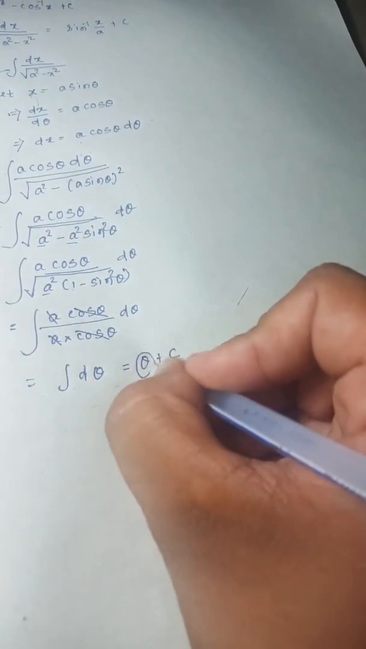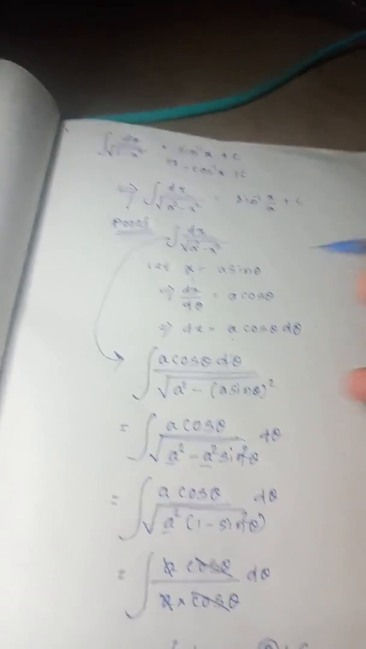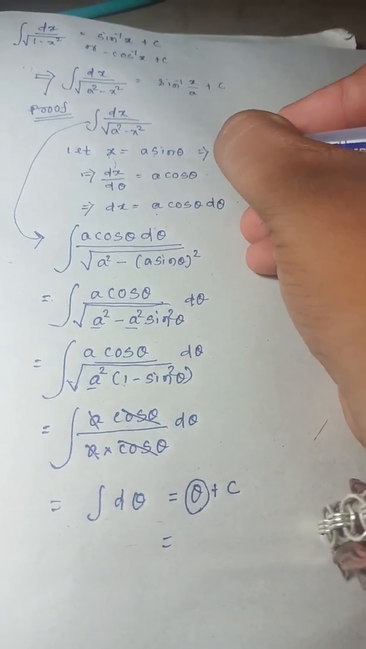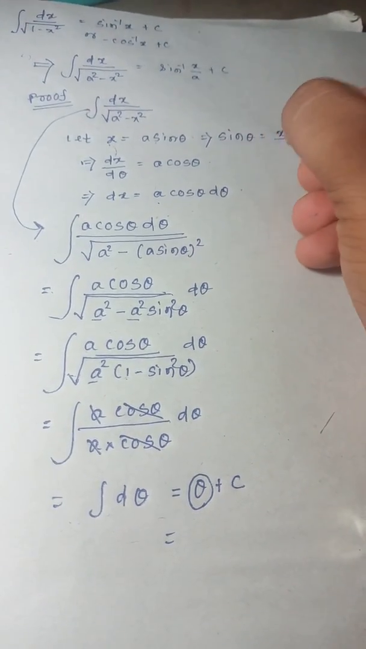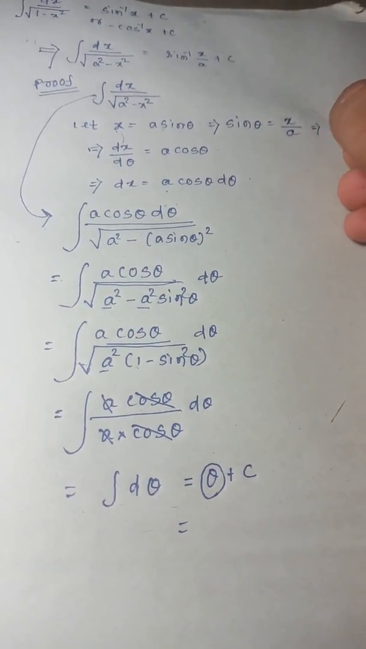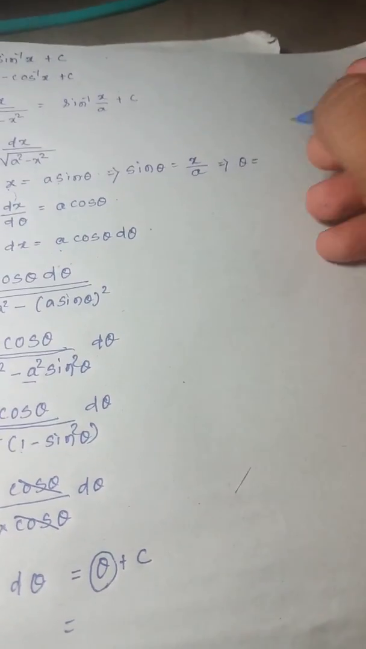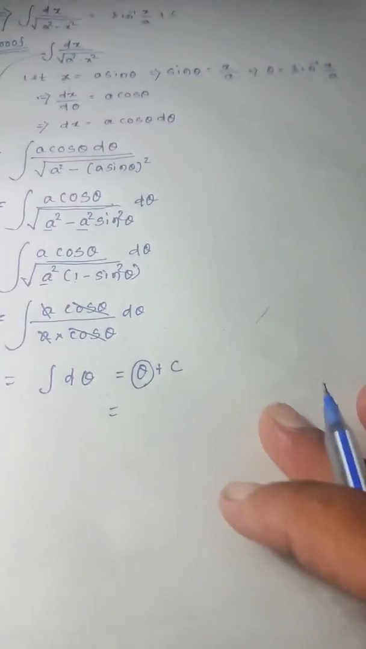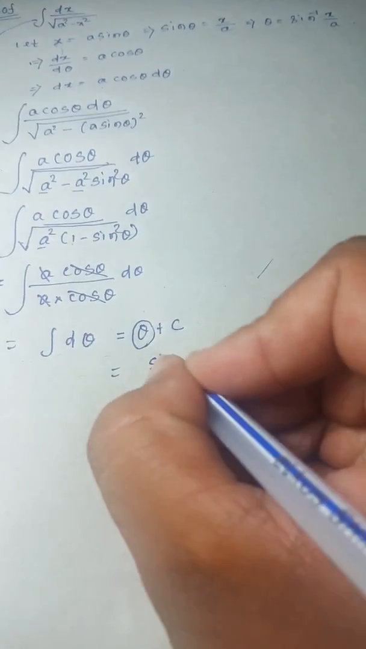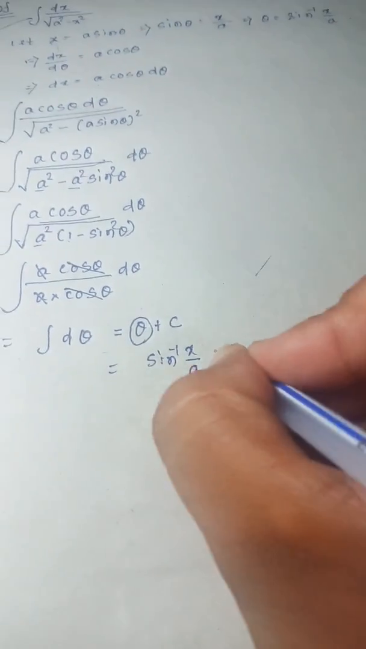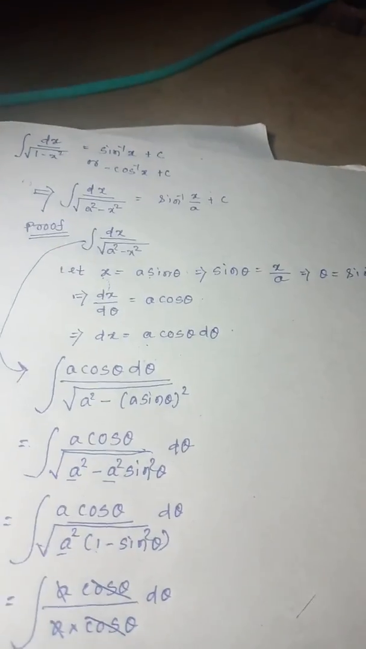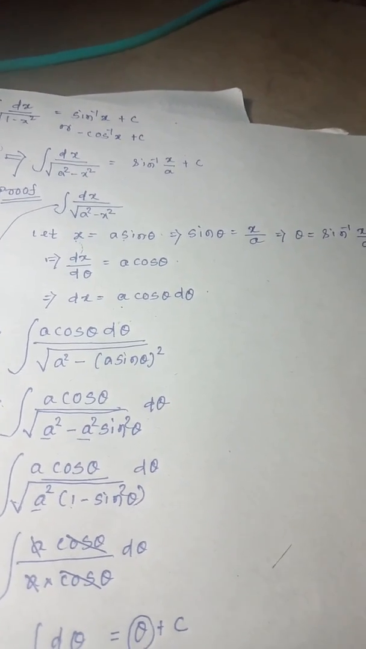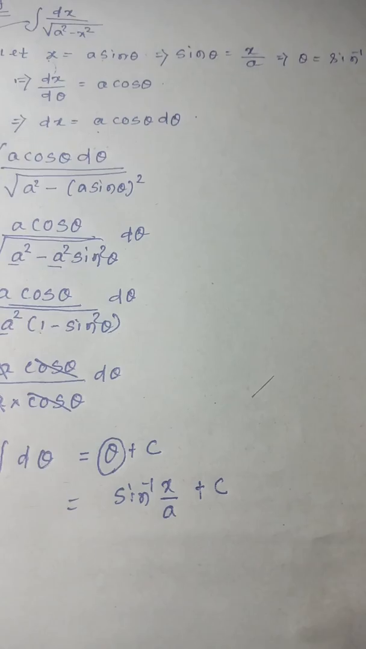Now what is the value of theta we have to find out. See, I have taken x is equal to a sin theta, implies sin theta is equal to x by a. Then theta is how much? Theta will be sin inverse x by a. So in the place of theta I can put sin inverse x by a plus c. The formula that is written, integration of dx by root over of a square minus x square is equal to sin inverse x by a plus c, is now proved.